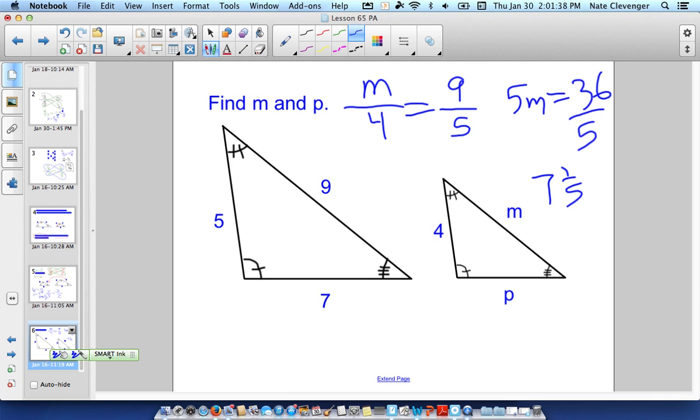Taylor, going to solve for p. What length do you want to put under p that it's related to? 7. Josh, what length are we going to put across from it?